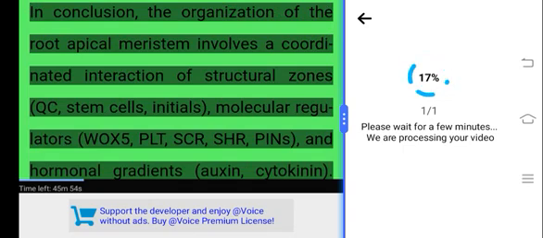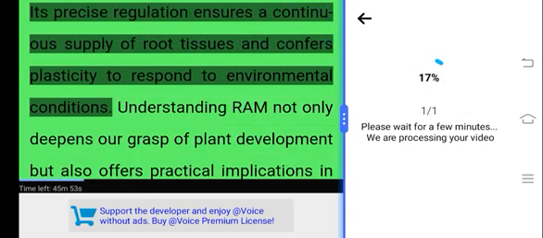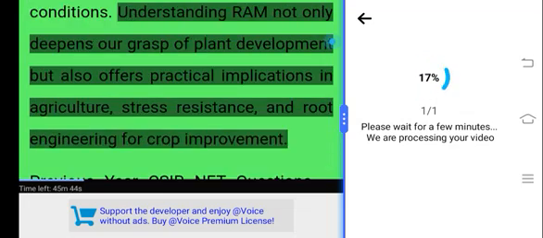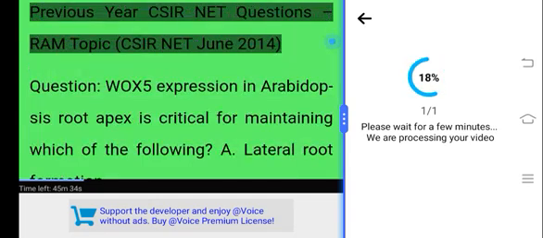In conclusion, the organization of the root apical meristem involves a coordinated interaction of structural zones (QC, stem cells, initials), molecular regulators (WOX5, PLT, SCR, SHR, PINs), and hormonal gradients (auxin, cytokinin). Its precise regulation ensures a continuous supply of root tissues and confers plasticity to respond to environmental conditions. Understanding RAM not only deepens our grasp of plant development but also offers practical implications in agriculture, stress resistance, and root engineering for crop improvement.